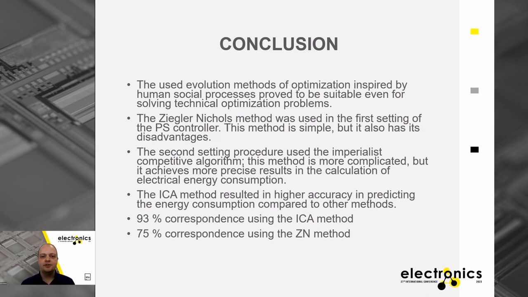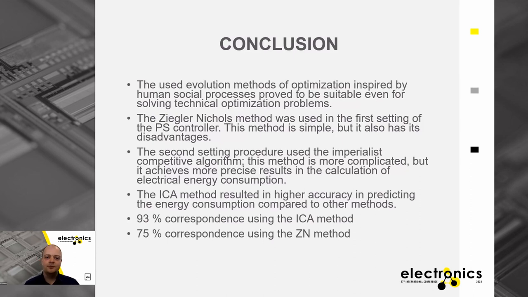Compared to the measured results of the electrical energy consumption during a tram ride, there was a 93% correspondence using the ICA method. Whereas when the Ziegler-Nichols method was used for the setting of the controller, the model results corresponded by 75% with the measured values.